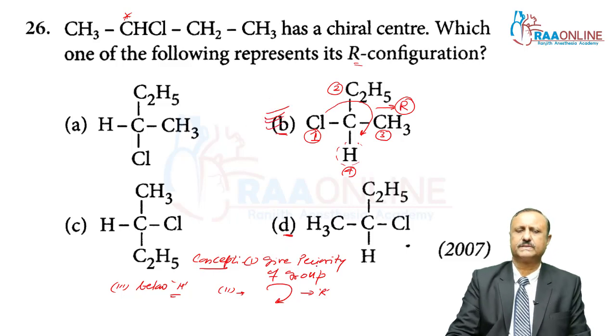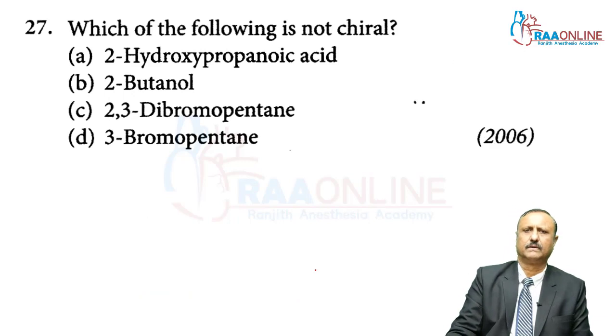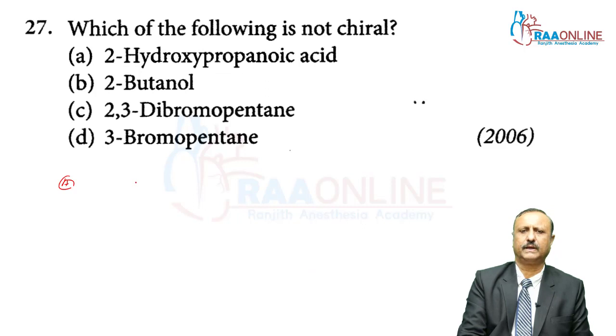Now, my dear students, we can see question number 27. Which of the following is not chiral? 2-hydroxypropanoic acid. First of all, you can write the structure of this compound. Propanoic, 1, 2, 3. Here the COOH group is present, my dear students, at carbon 1, and you get the OH group on the second carbon atom.